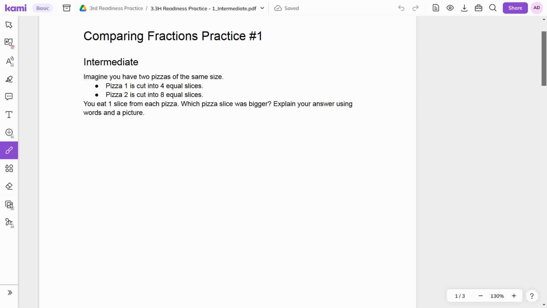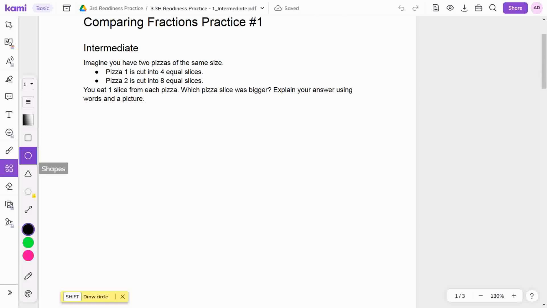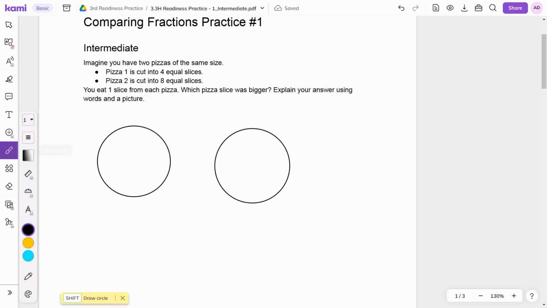So our first comparing fractions problem asks us to imagine that we have two pizzas of the same size. So let's go ahead and just say they're going to be circular pizzas. So I want to draw one circular pizza there, and I'm going to try to draw another circular pizza that's the same size. So let's pretend those two are the same size. So pizza 1 is cut into 4 equal slices. All right, that seems pretty easy.